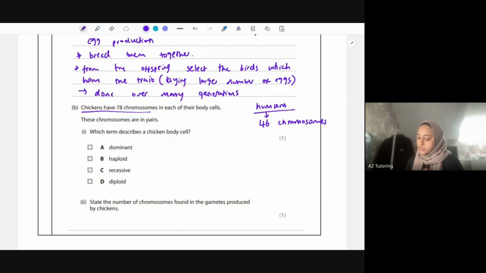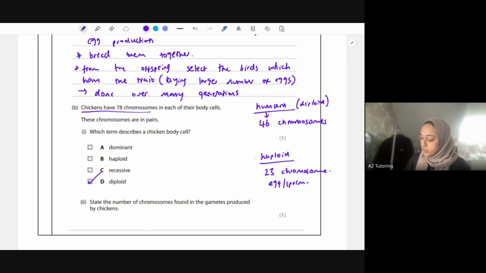Which term describes a chicken body cell? Dominant, no. Haploid, no. Recessive, no. Diploid, yeah. So all normal cells in the body, this goes for humans as well, are diploid cells. Diploid cells in humans have 46 chromosomes. The haploid cells have half the amount, so they've got 23 chromosomes, and they would be the gametes, the egg and the sperm. They're the only ones that are haploid, but every other cell is just a normal cell and has 46. So diploid versus haploid.